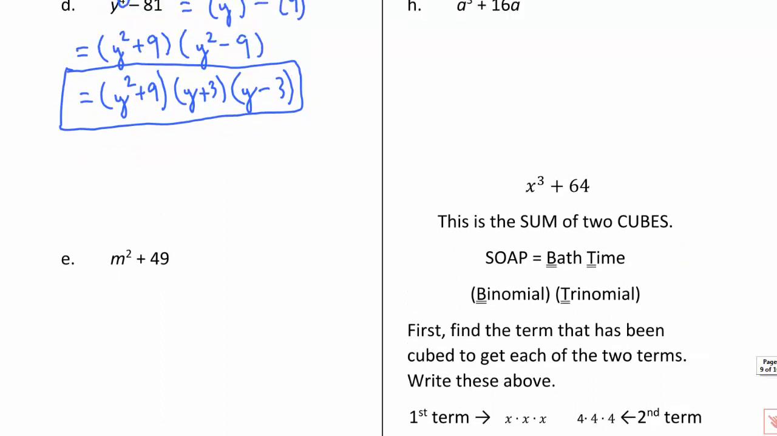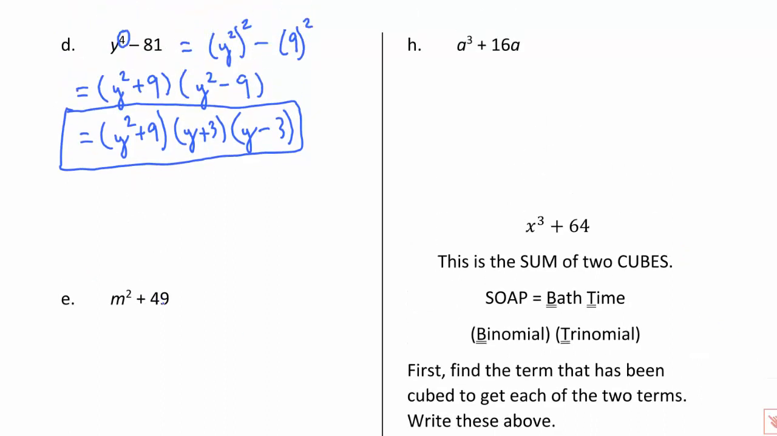M squared plus 49. M squared is a perfect square of m. 49 is a perfect square of 7, but what's the sign in between? Addition. This is a sum of two squares, and there's no common factor here. Because of that, this cannot be factored. This is prime. There's no factoring that you can do.